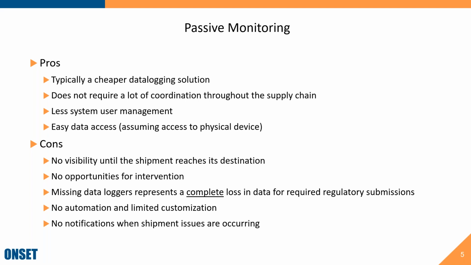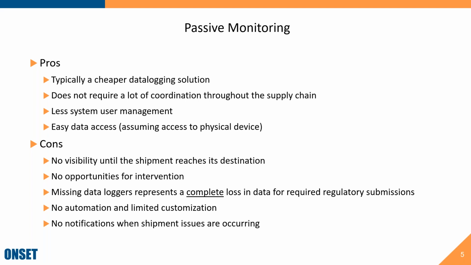Another con is if you lose one of those USB data loggers, it represents a complete loss of data. You're not going to be able to get that back. Once it's gone, it's gone. There's no automation and very limited customization with those loggers. Typically when you order a USB logger, you have to provide a lot of the details in terms of low and high temperature alarms, how often it records, and how it starts up. And it's really difficult to change that behavior once it's done.